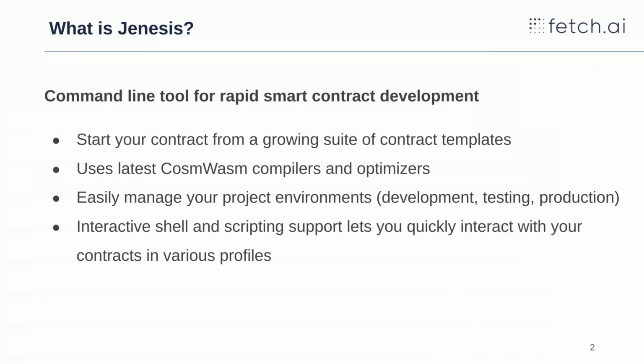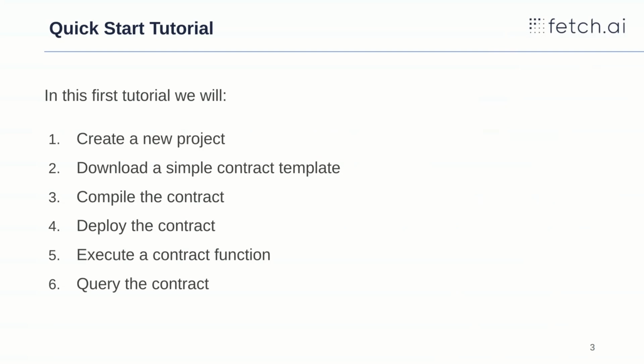In this tutorial, we'll create a new project, download a simple contract template, compile and deploy the contract, execute a contract function, and then query that contract to see that it's working. This should all just take a few minutes, so let's get started.